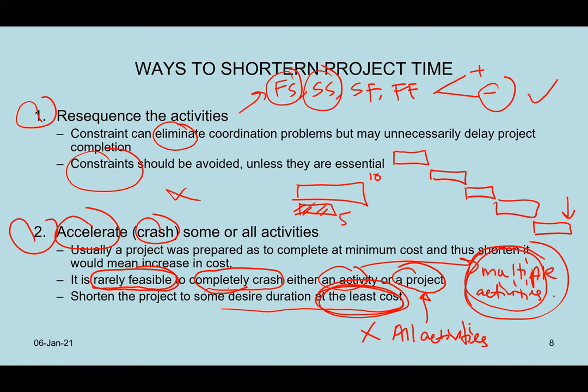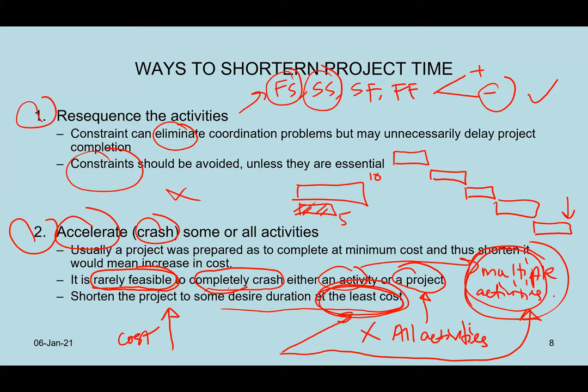When you compress a project, meaning you shorten the project duration, for sure you are going to see an increase in cost. But we are going to limit the increase in cost to the minimum level. We do not want the cost to explode beyond what we can afford. We notice that the increase in cost is there, but within our control. So this is what we call least cost. Even if the cost might increase, it is at minimum level. That's why we select only certain activities.